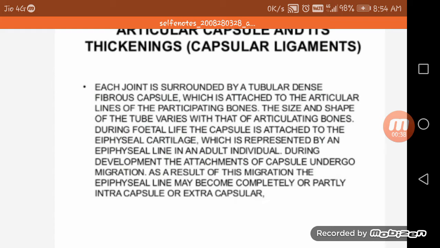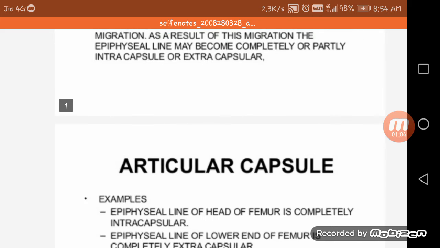During fetal life, the capsule is attached to the epiphyseal cartilage, which is represented by an epiphyseal line in an adult individual. During the development, the attachment of the capsule undergoes migration. As a result of this migration, the epiphyseal line may become completely or partially intracapsular or extracapsular.